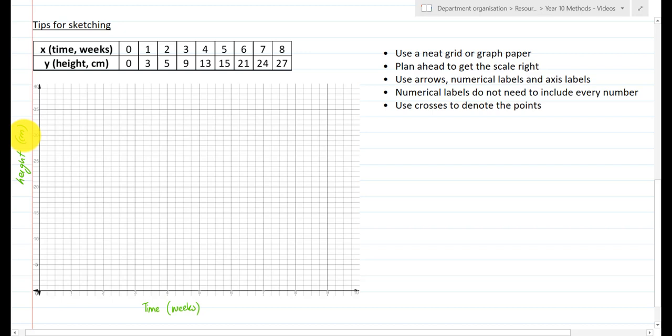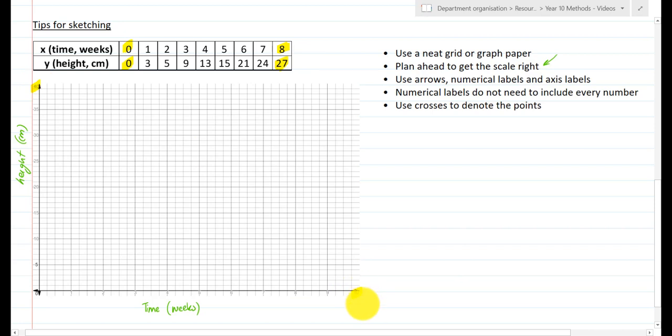Now the next step is to plan ahead. So this is the second step here. I'm going to plan ahead by saying, well, I've got to go from 0, 0 up to 8, 27. Now my data is in order, so it's very easy for me to plan ahead, but you might have to look through your data and make sure that 27, for example, is actually the largest value. And you'll notice that I've gone on my scale up to 40 and up to 10, so that works.